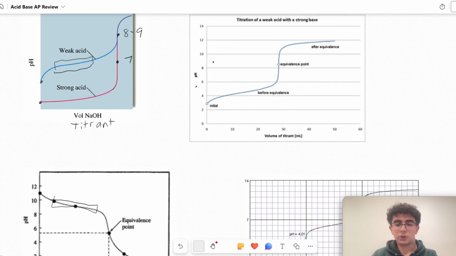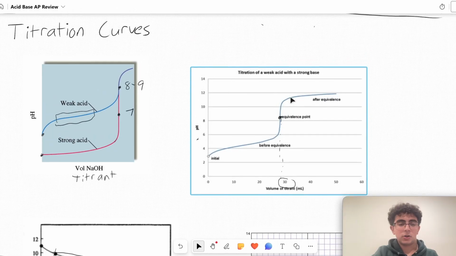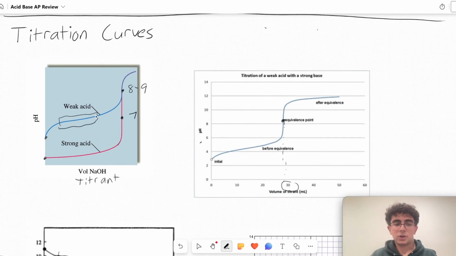If you want to know the volume at the equivalence point, you can just find the equivalence point. It's this kind of change in curve. And then you can just go down and see that it's a little bit less than 30 on this graph. So that's what you need to know about titration curves. If you want to know the half equivalence point, you could take the equivalence point we found to be about 30. That means your half equivalence point will be at around 15.